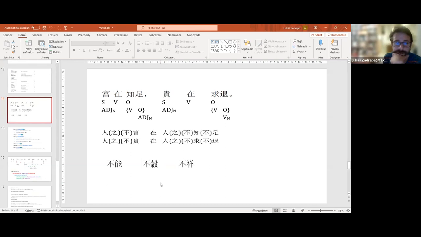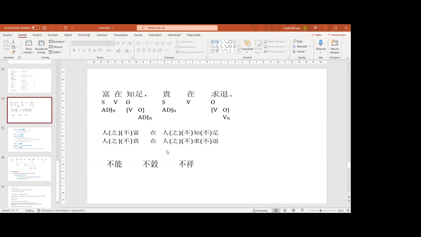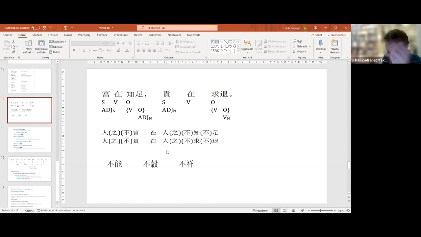For instance, I have here my explicit treatment of that one sentence that someone asked about, this one sentence from Shoyan, how it can be analyzed. So we have this Fu Zai Zhi Zu, Hui Zai Qiu Tui, where of course this is subject and this is object of the verb Zai. Something depends on something or consists in.